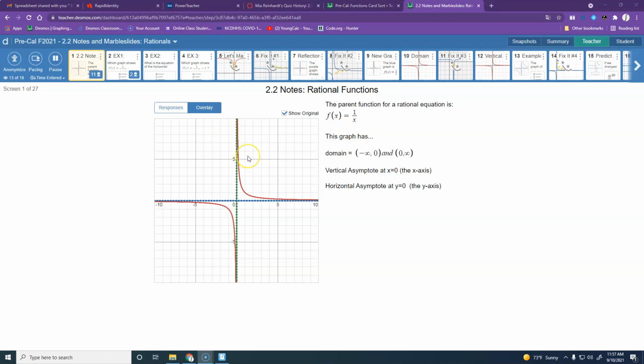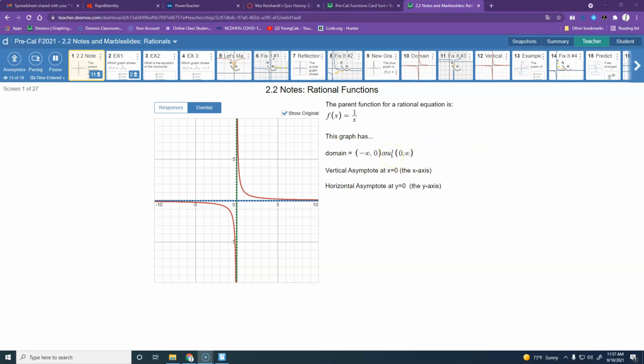So the first thing we need to know is what the parent rational function looks like. It is going to be these two curves in the first and third quadrant here. The domain of this graph is going to be negative infinity to 0 and 0 to infinity. That does not include 0, right? So it's defined everywhere except for 0.